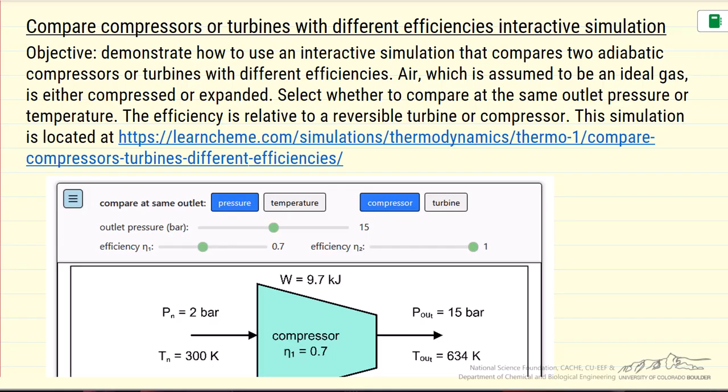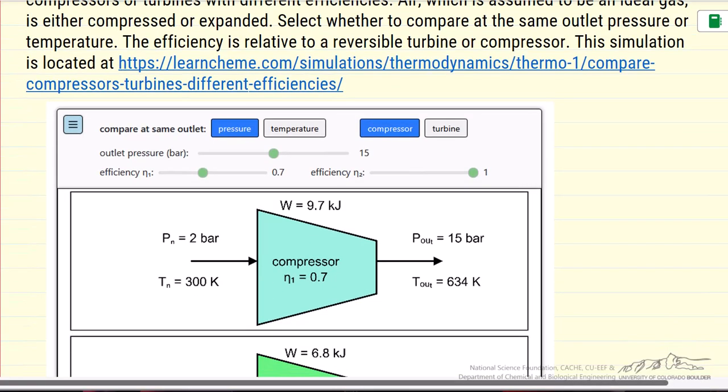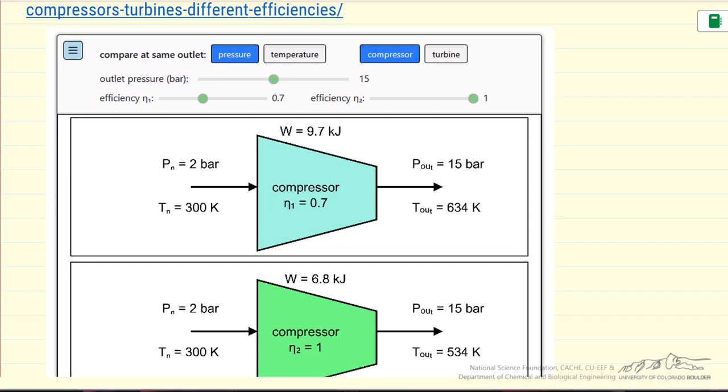I'm going to briefly demonstrate how to use an interactive simulation that compares adiabatic compressors or adiabatic turbines that have different efficiencies. The simulation used air as the flowing gas and assumed it to be an ideal gas. And we can make a comparison either at constant outlet pressure, the same outlet pressure. So let's look at what the simulation looks like.